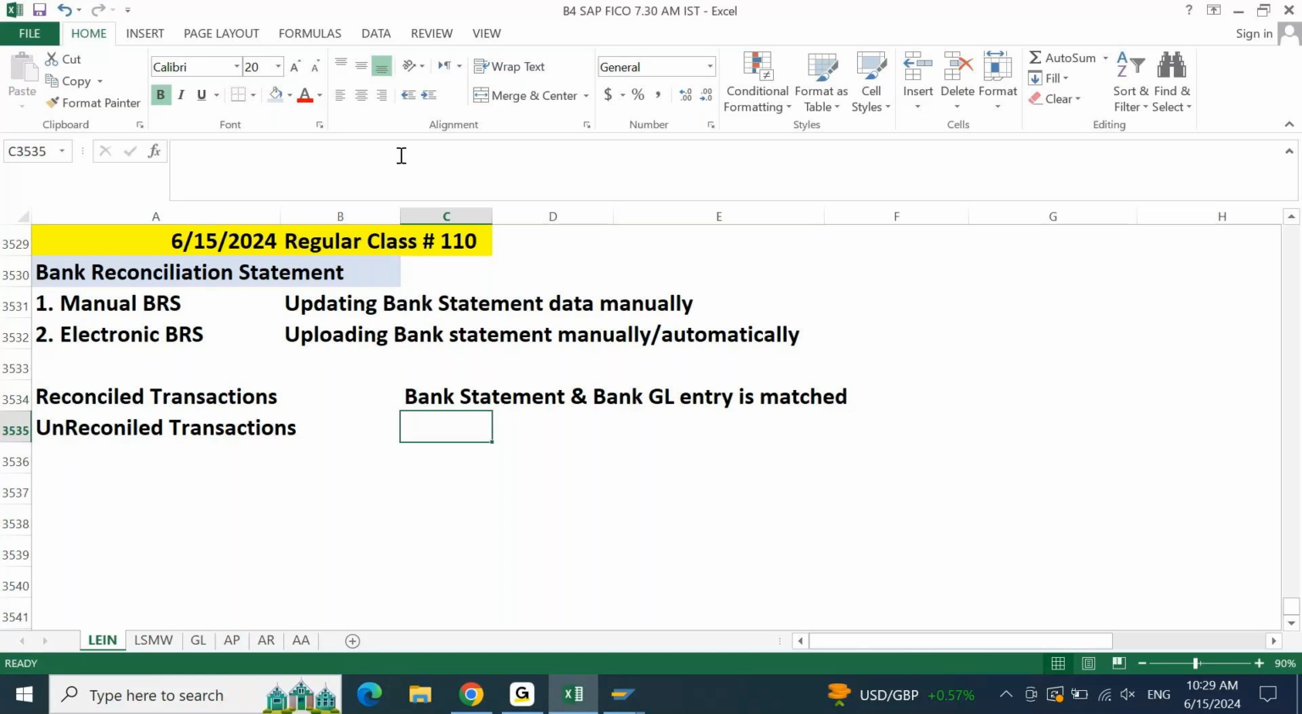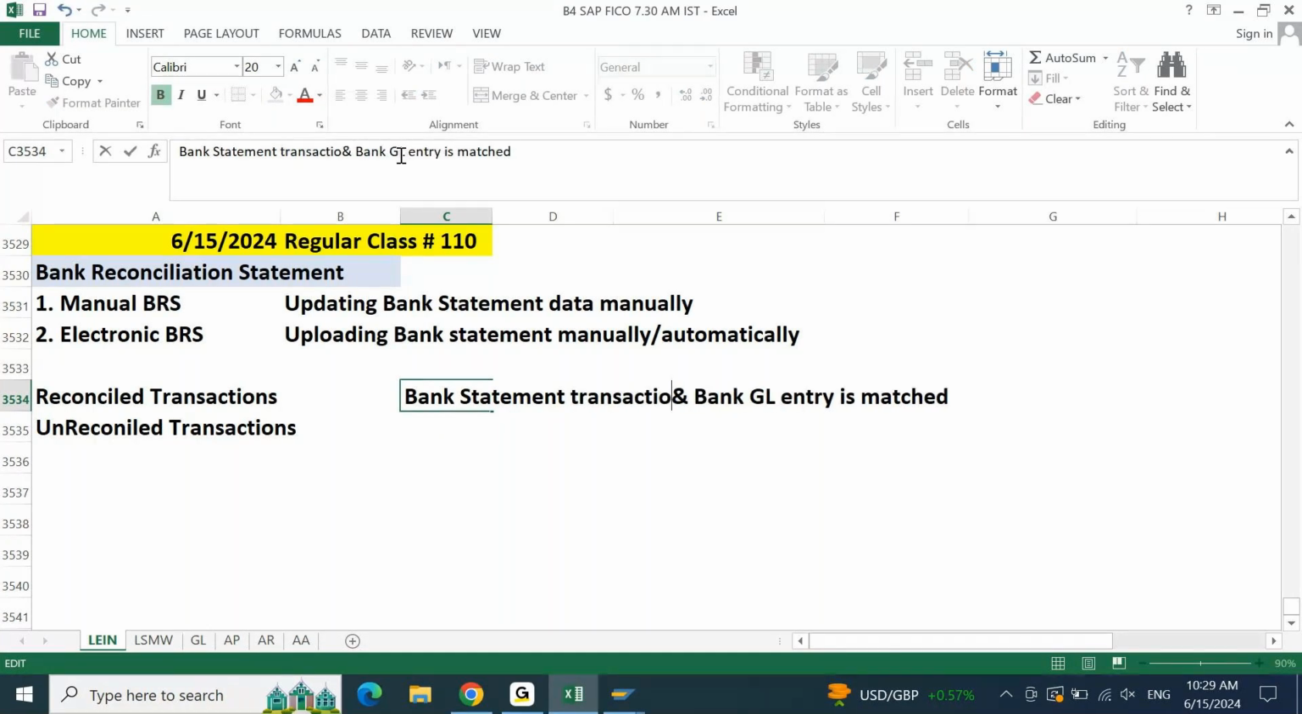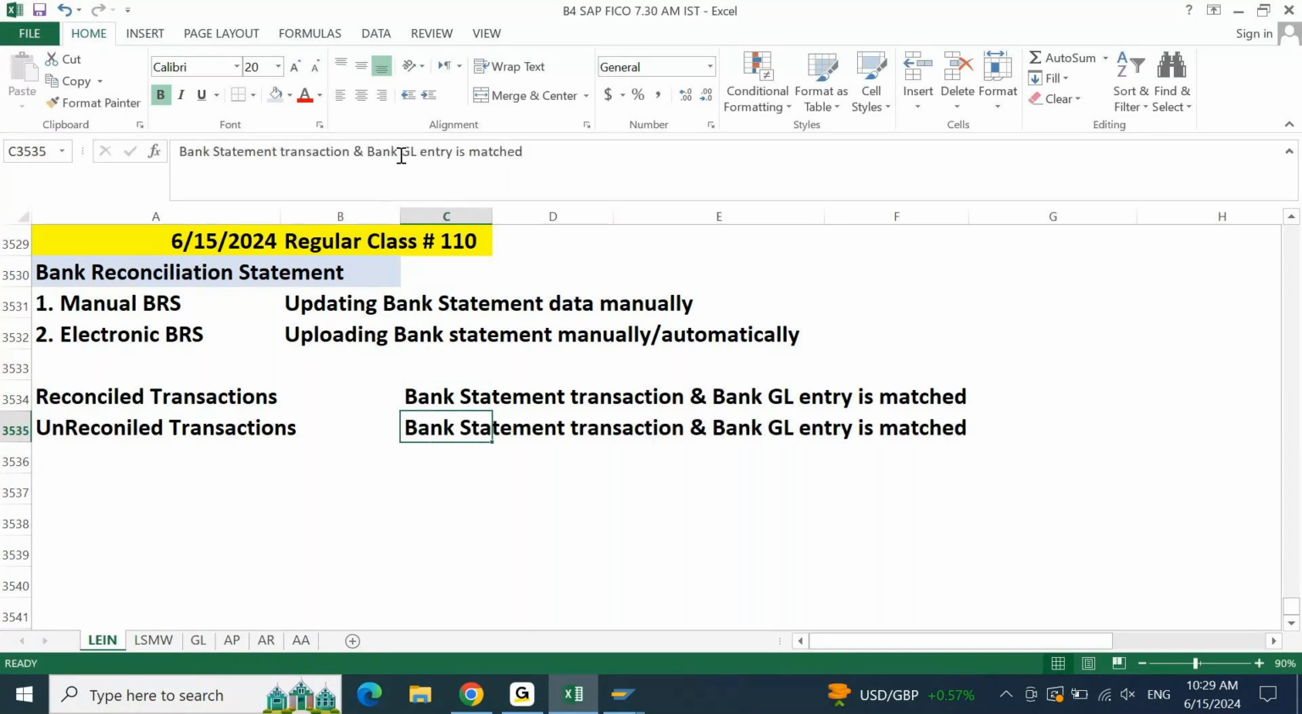Bank statement and bank GL entry is matched, meaning bank statement transaction and bank GL entry is matched. Unreconciled transaction means this and this is unmatched. If these two are matched, you are going to represent this as a reconciled transaction. If these two are not matched, you are going to call it as unreconciled transaction. Now, if you have to understand how exactly BRS is working, you have to first understand the logic concept, how SAP is working with respect to BRS.